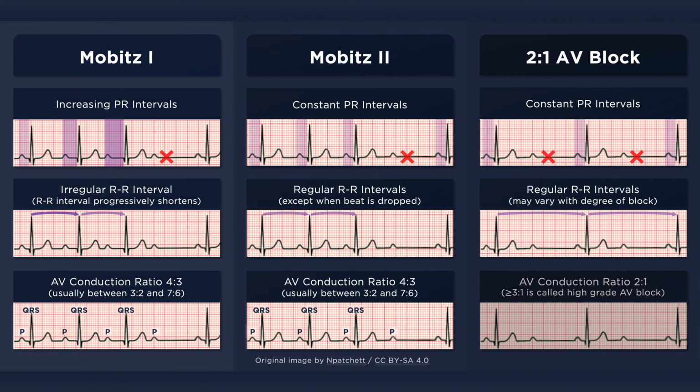When the degree of AV block is greater than 2:1, the dysrhythmia is referred to as high-grade or advanced AV block. High-grade AV block can be confused with third-degree AV block, however conducted P waves will have a consistent PR interval.